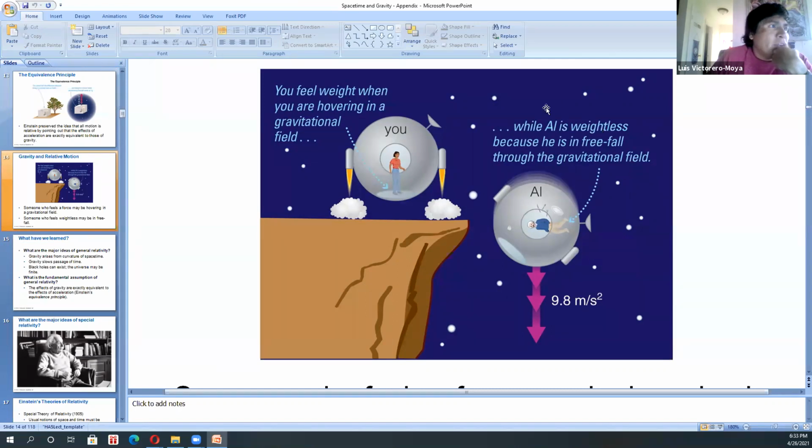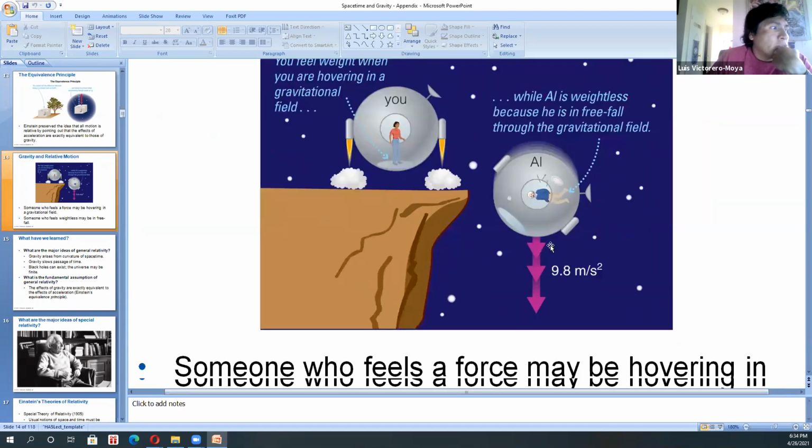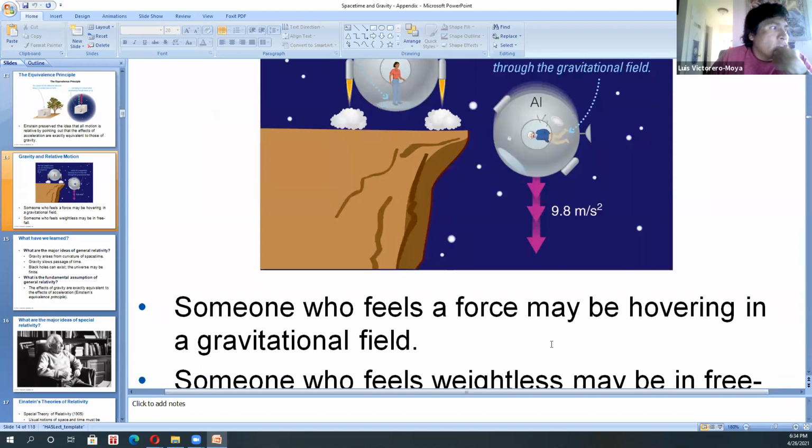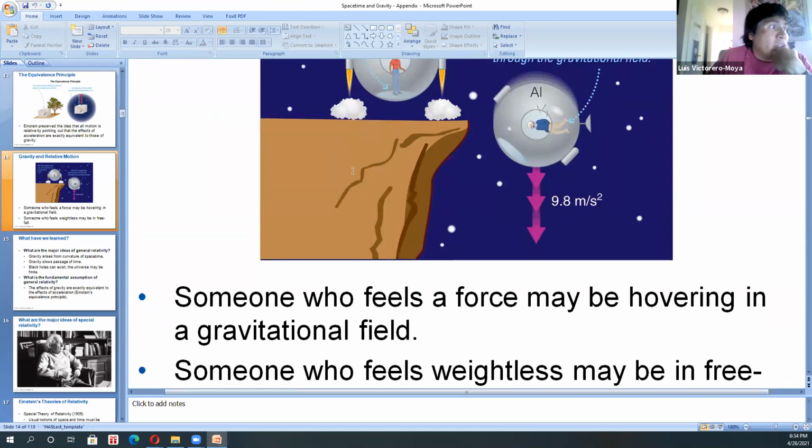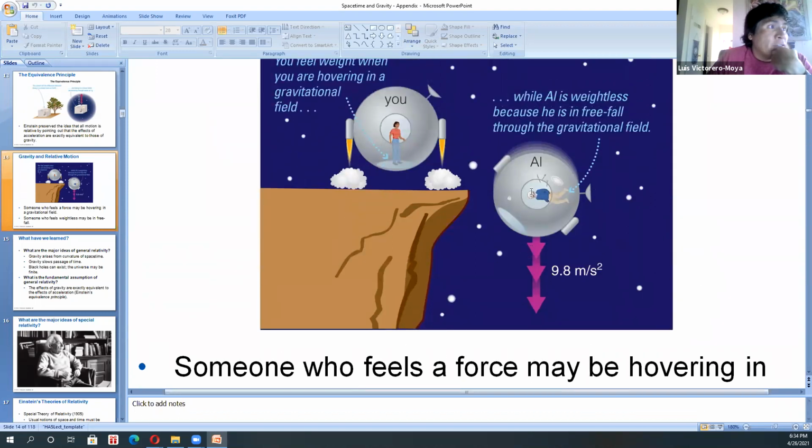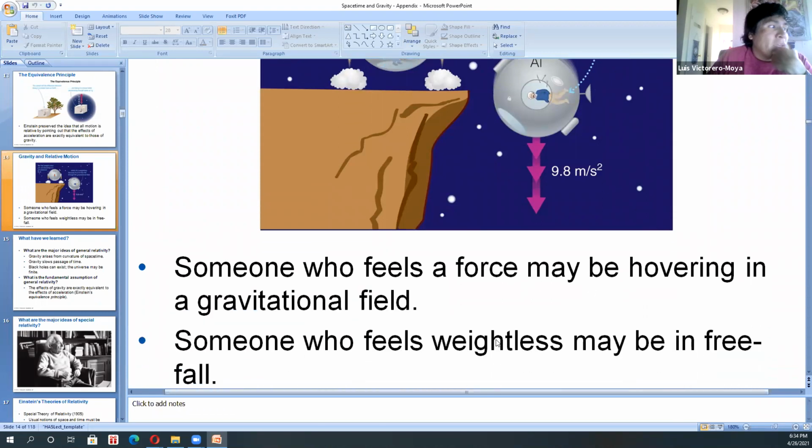This one is due to gravitational fields, right? And if you are just orbiting, you can feel weightless, right? And this one is due to the propulsion of the spaceship, all right? So someone who feels a force may be hovering in a gravitational field. Someone who feels weightless may be in free fall.